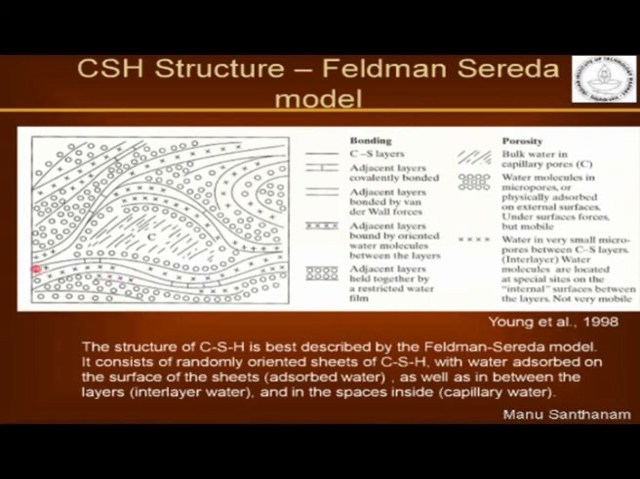So Feldman and Sereda, who are two scientists who proposed this model, state that CSH is present in sheets of calcium silicate. You see here the solid lines are actually sheets of calcium silicate hydrate, CSH. In between the sheets you have these things marked as X. You have the water, marked as X, in very small micropores between calcium silicate layers. So that's the interlayer water.